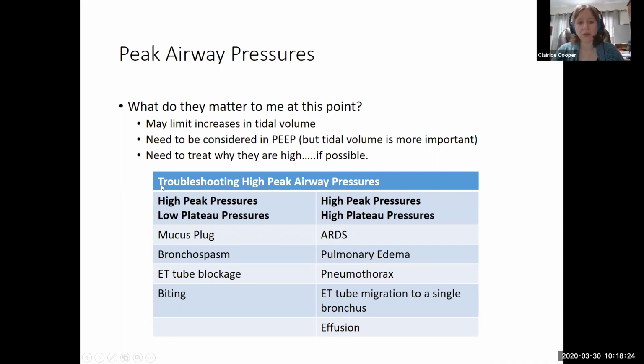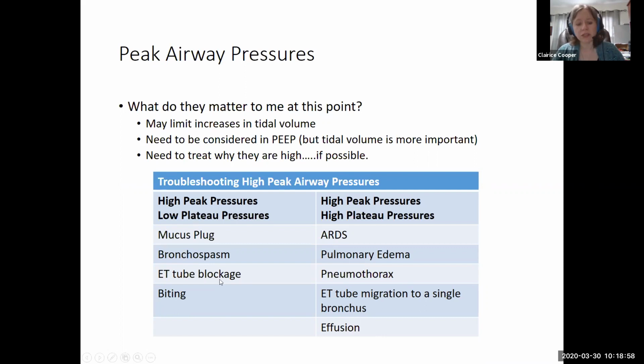So the takeaways are that if peak airway pressures are elevated or increasing, you want to keep that in mind with regard to tidal volume. And you also want to keep that in mind with PEEP, but mostly with tidal volume. If they're high, we want to determine why. So this table outlines some of the differentials for high peak airway pressures, splitting it into low plateau pressures and high plateau pressures.